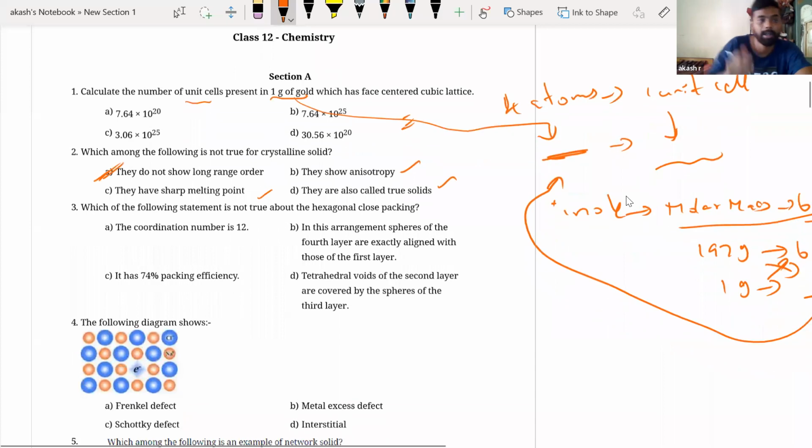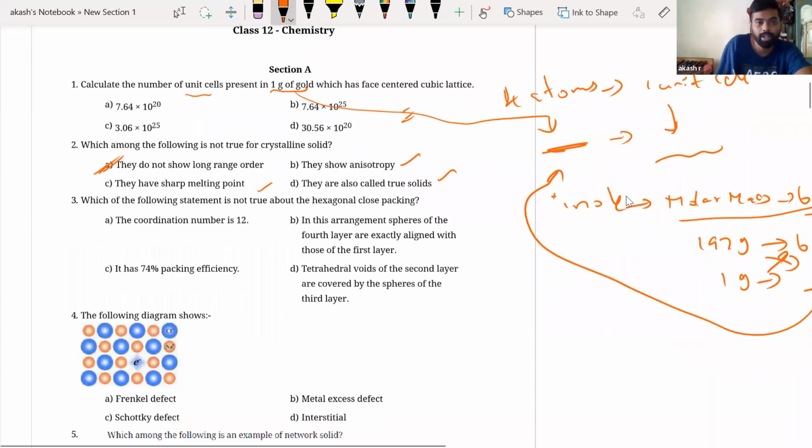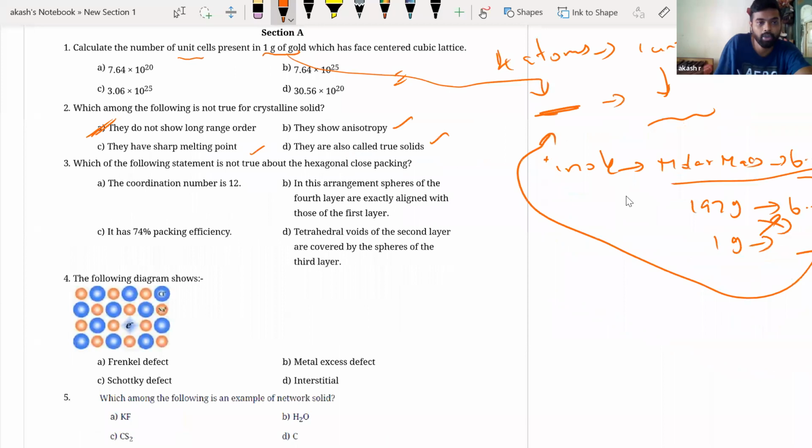Next. Which of the following statements is not true regarding hexagonal close packing? Its coordination number is 12. Yes, correct. In this arrangement, spheres of the fourth layer are exactly aligned with those of the first layer. Hexagonal close packing, I think you go for AB type of packing, right? I think this is wrong, right? The third layer will be same as the first layer. That's what you have to understand, right? So this is wrong, and this is your correct answer then.